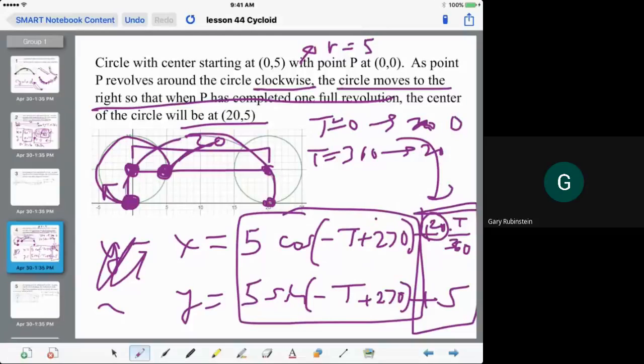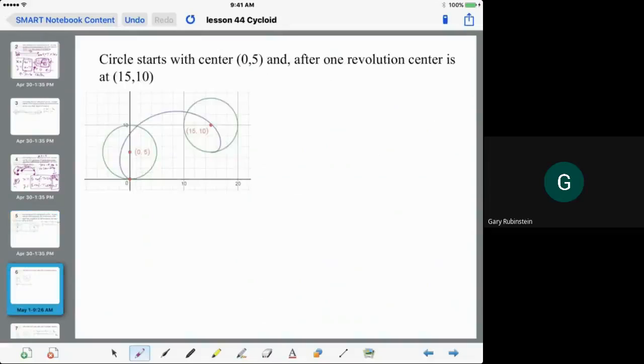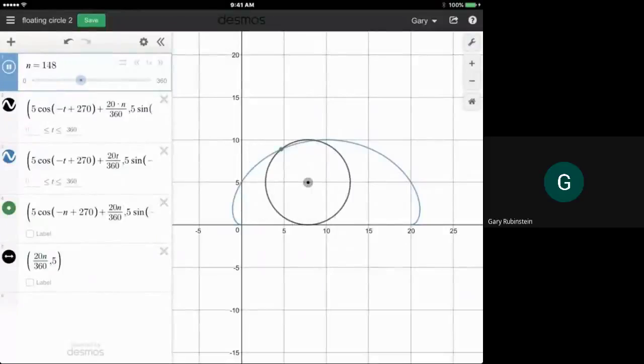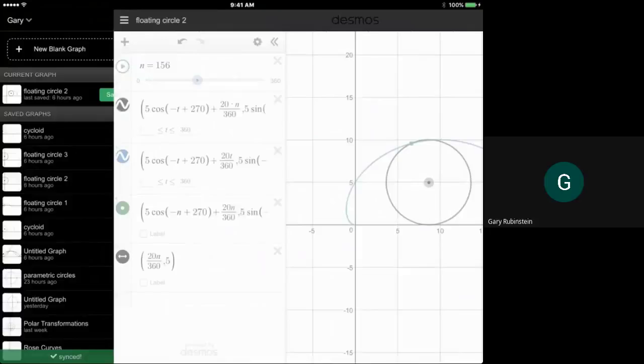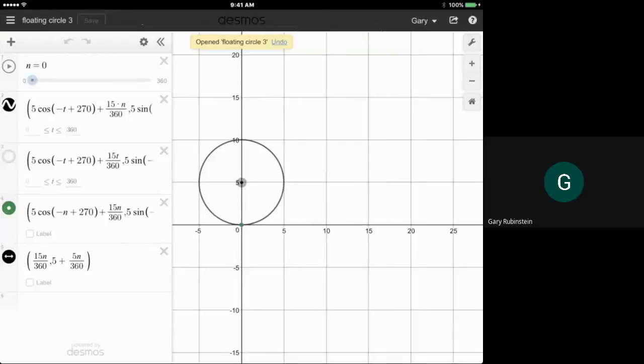Okay, let's move on to the third scenario. And there are only 4 scenarios today. Scenario number 3. Actually, let me bring up the Desmos. Okay, check out this one.